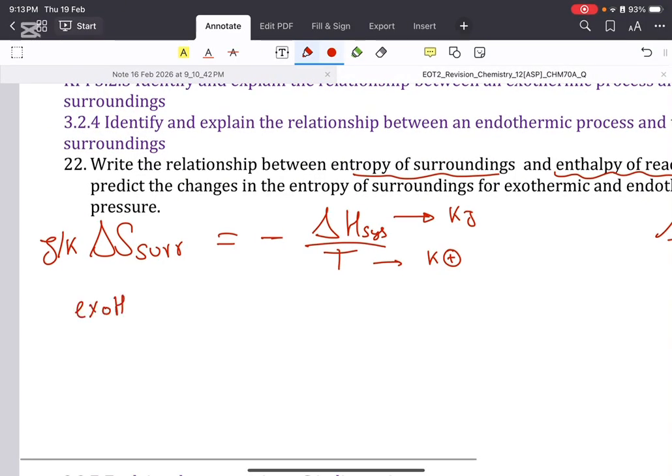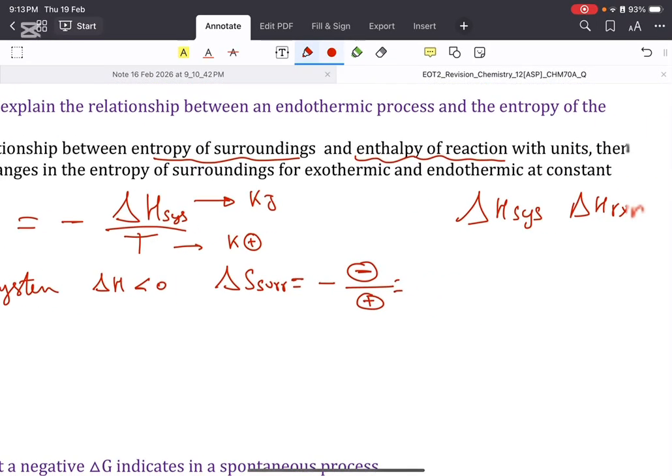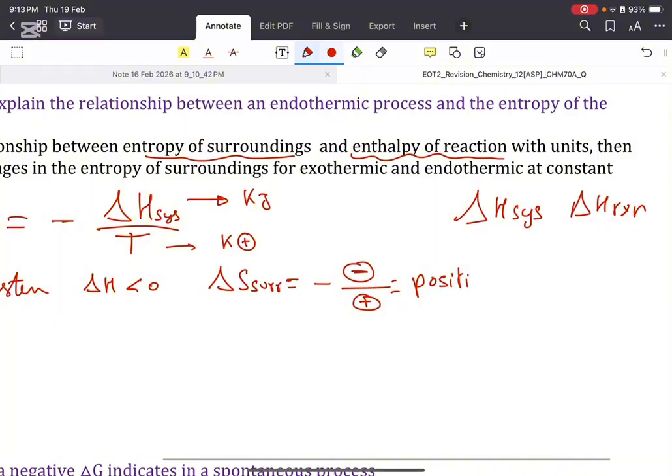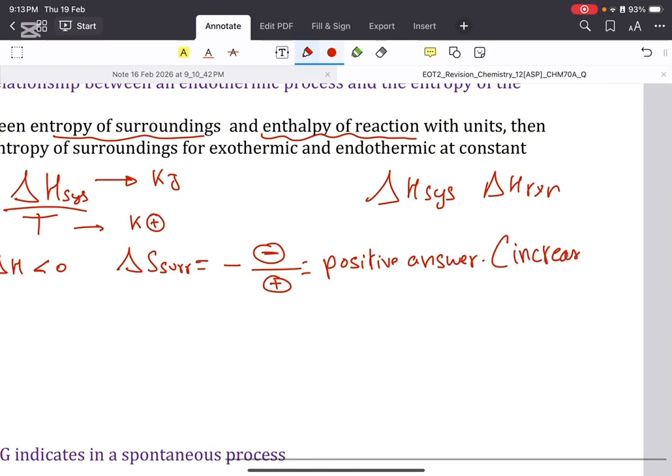Now let's say I have an exothermic system. In an exothermic system, delta H is going to be negative. So delta H is less than 0. In this case, for the entropy of surroundings, you have a negative enthalpy value over a positive value, so the answer is going to be positive. So in this case, the entropy of surroundings is increasing.